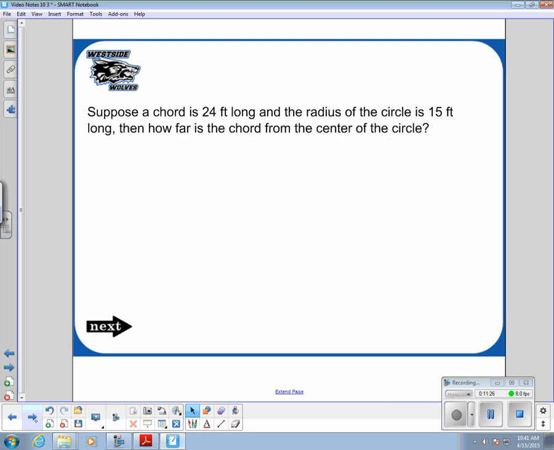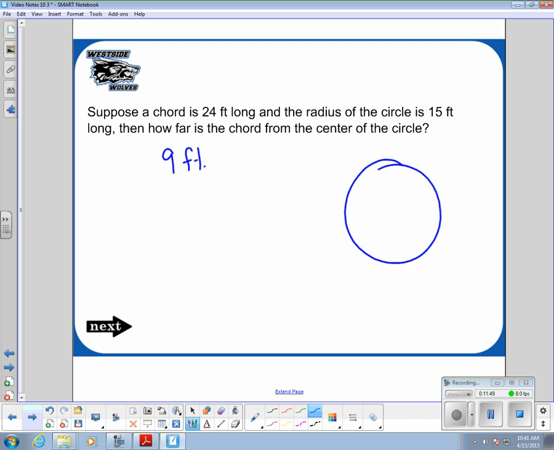Okay, and now here's our last example. Pause the video, work this one, see if you can get this one right. For this one, you should have gotten the answer, 9 feet. To watch it work, go to our Schroeder 4.